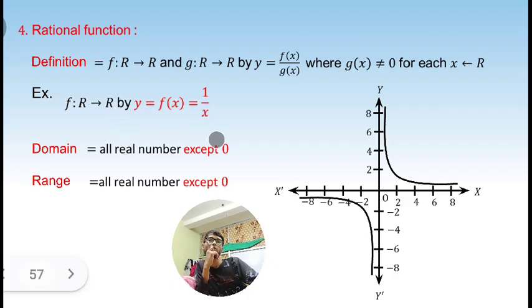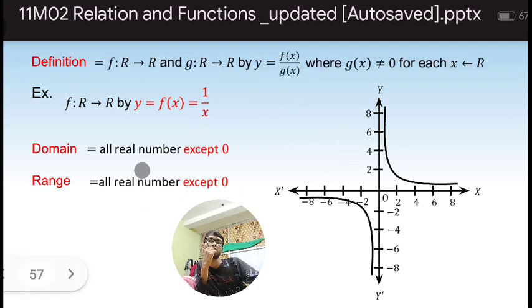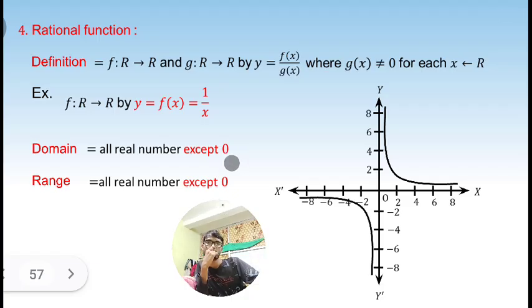Here we have 1 upon x. If you put 1 here, then what will happen? We will get y as 1. If we put here 2, we will get 1 upon 2. If we put 3, then we will get 1 upon 3. It will be close to 0. It will start from 1 till approximately 0, but not exact 0.